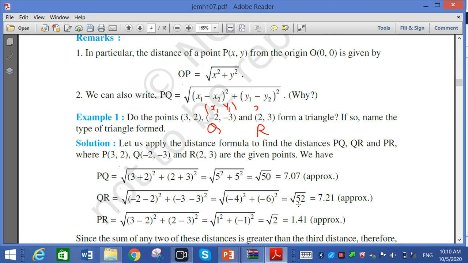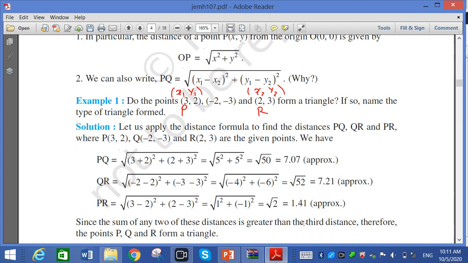Now if I want to find the distance of P and R, again x1, y1 and x2, y2. So 3 minus 2 whole squared, 2 minus 3 whole squared. So root 2. So 7.02, 7.21, 1.41.